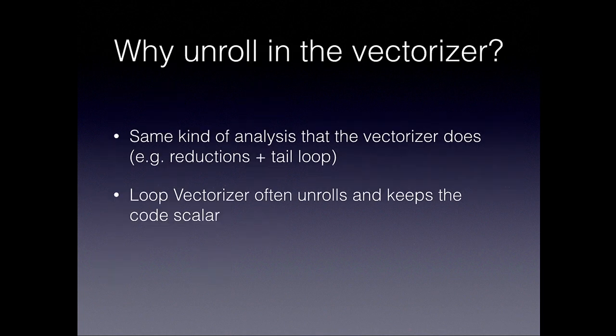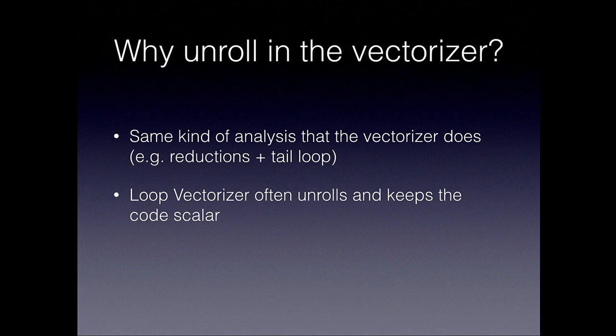Now you're probably asking yourself, well, we have an unroller. Why are you unrolling inside the vectorizer? I mean, it doesn't make sense. Well, the analysis is pretty similar, and when you think about it, SIMD, single instruction multiple data, is kind of ILP, instruction level parallelism, because you're executing multiple scalars at once. And the analysis that is required for vectorization is the exact same analysis that you need to do in order to vectorize these kind of loops, reduction loops.